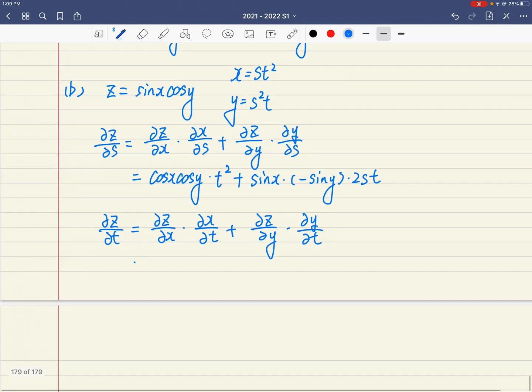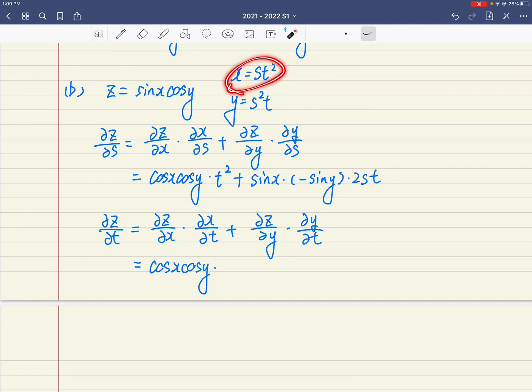What is dz over dx? Just copy. And what is dx over dt? Differentiate this by t, so you get 2st. And what is dz over dy? Just copy, it is negative sine x sine y. And what is dy over dt? It's s squared.